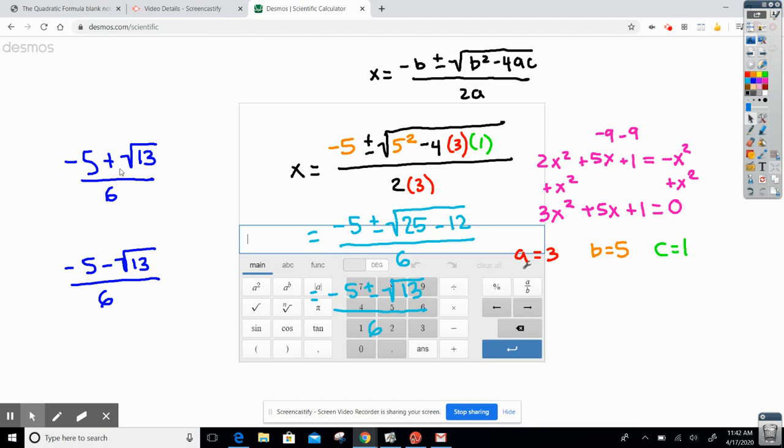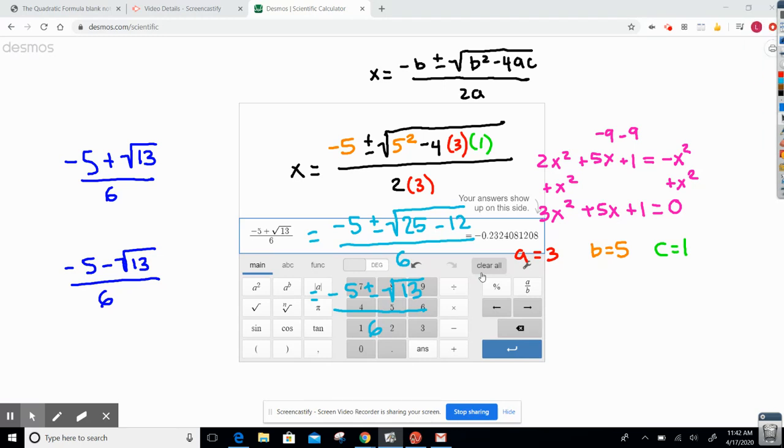What I'm going to do is essentially type this fraction into my calculator. I'm going to make a division problem because, as you can see, this is a division problem. And then I'm going to type it in. So I have -5 plus the square root of 13 over 6. Remember, there is no such thing as a plus or minus button, and we have to do them individually. So this tells me my answer right here.